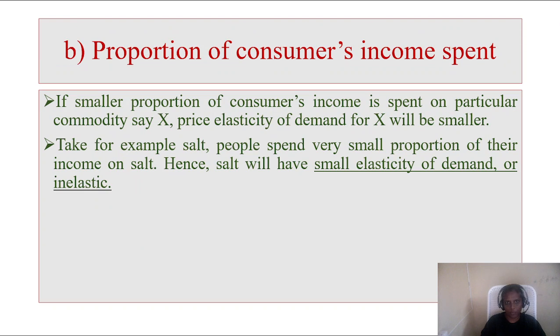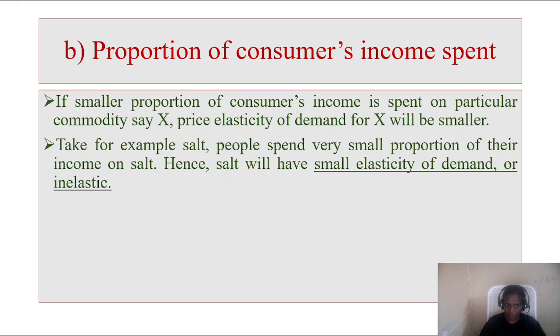The second one is proportion of consumer's income. Proportion of consumer's income is nothing but how much the income of the consumer is, and how much they are spending on buying the commodity. The elasticity of demand depends on that. Suppose a consumer is spending a very small amount of money in purchasing a commodity, what will happen to the price elasticity of demand? It will be a very small one.